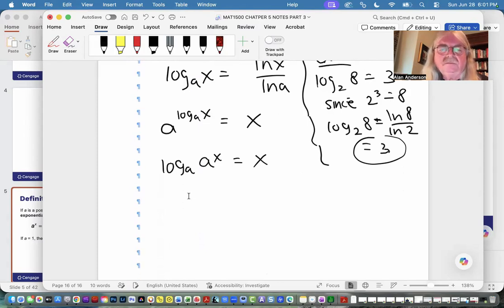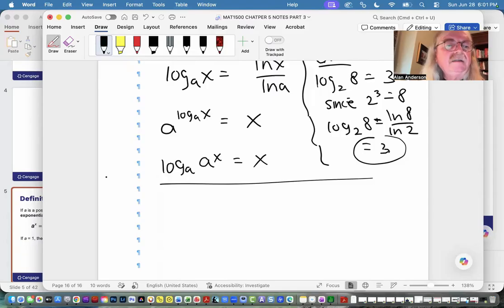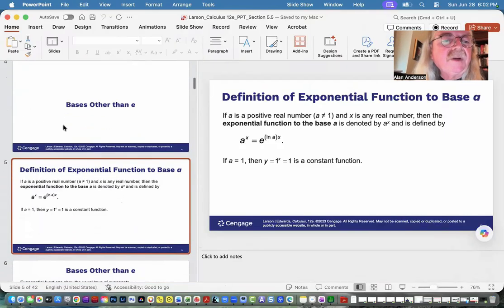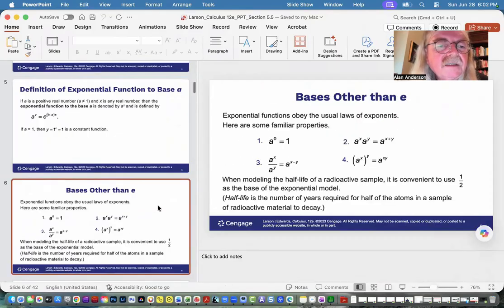But keep in mind that when we remember how easy the derivatives and integrals of e to the x were, they'll be a little messier here, but not much. Okay. So anyway, some key properties. Now, these I'm sure you're already familiar with. These are the standard laws of exponents.